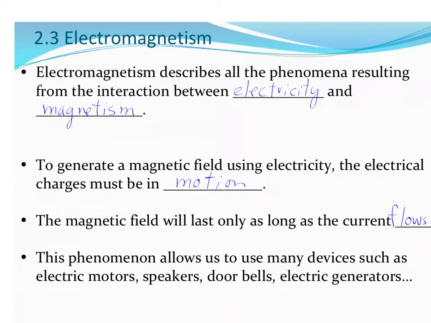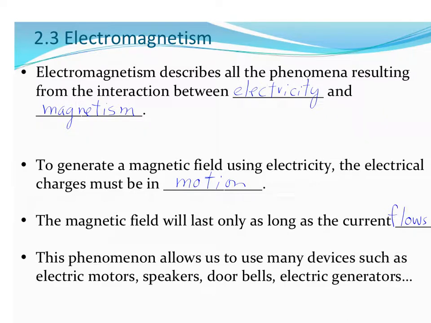We've seen that magnetic fields can be created by magnets, but they can also be created by electricity. Electromagnetism describes all the phenomena resulting from the interaction between electricity and magnetism. To generate a magnetic field using electricity, the electrical charges must be in motion. In other words, there must be electricity flowing in a wire.